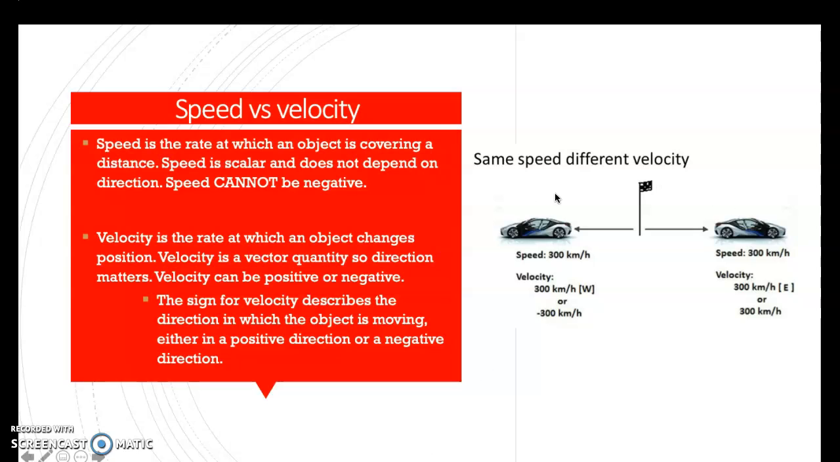So in this example here in the picture, you have two cars both moving at the same speed, 300 kilometers per hour, but since one is moving to the right, it has a velocity of positive 300 kilometers per hour, and since the other is moving to the left, it has a velocity of negative 300 kilometers per hour. But again, the speed is the same, and the sign is simply there to signify which direction the object is moving.